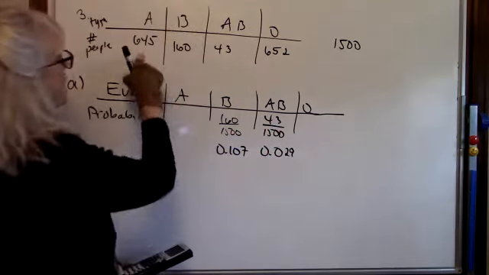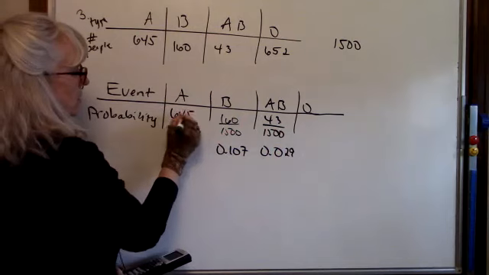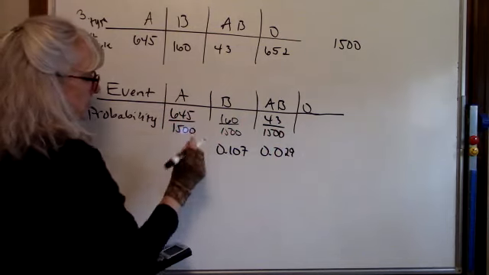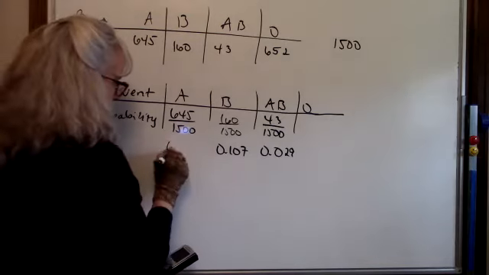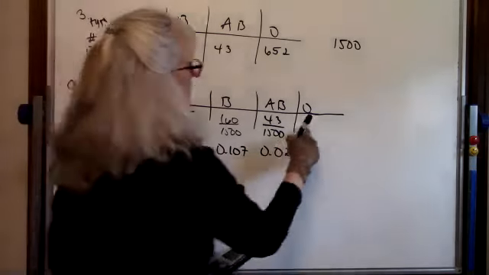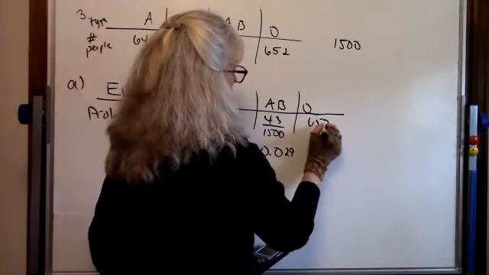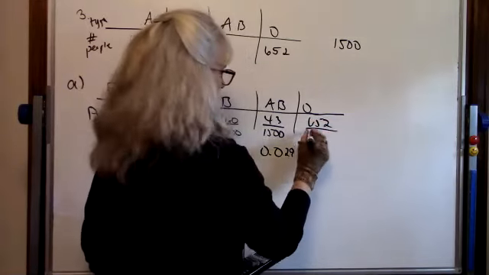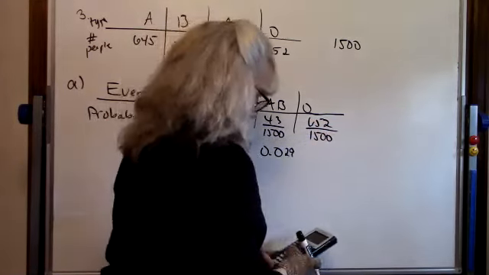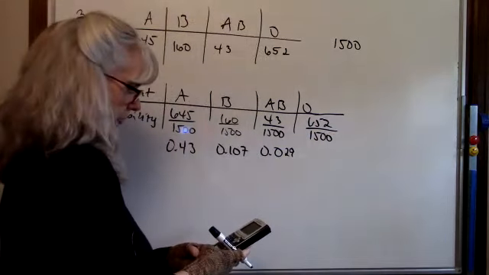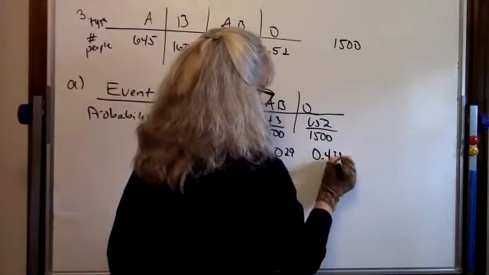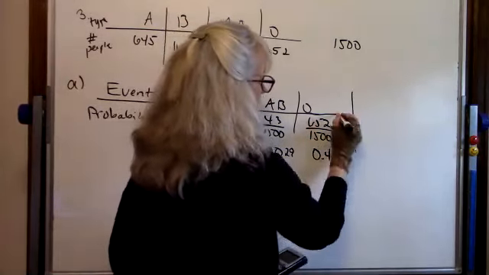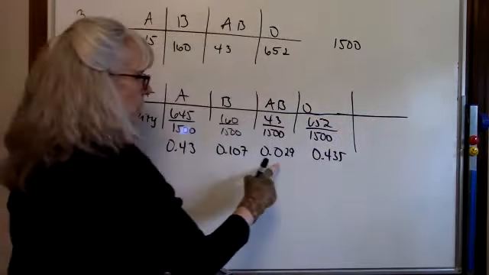Okay, we'll backtrack. A is 645 out of the 1500. 645 divided by 1500 comes out to be 0.43. And then finally for type O, the most common, 652 out of the 1500, which comes out to be 0.435. And if we've done everything correctly, when we add these together, we'll end up with 1.